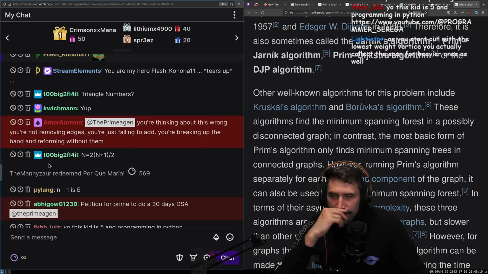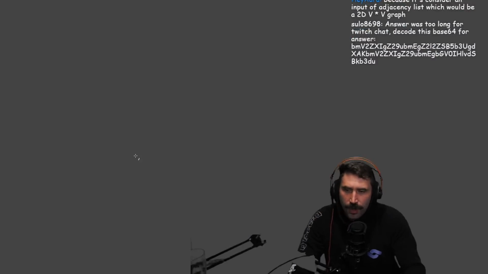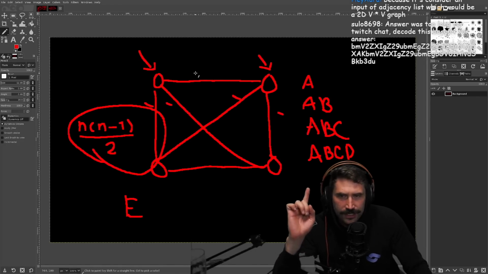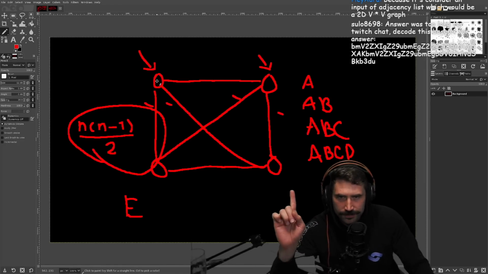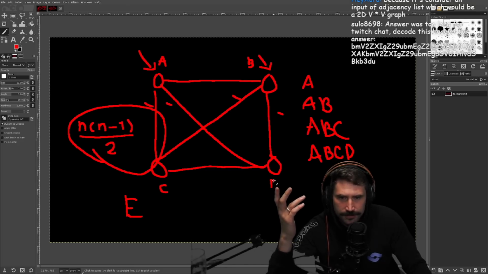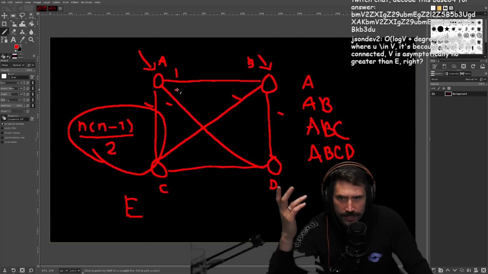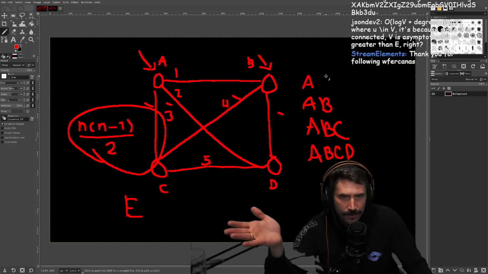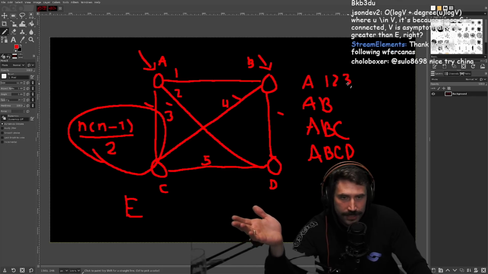Let's see. You're thinking about this wrong. You're not removing edges, just failing to add. You're breaking up the band and reforming without them. No, I was removing it, right? I didn't look at this edge. So let's call these A, B, C, D, and call these edges 1, 2, 3, 4, 5. We start with A, and we check A: 1, 2, 3.